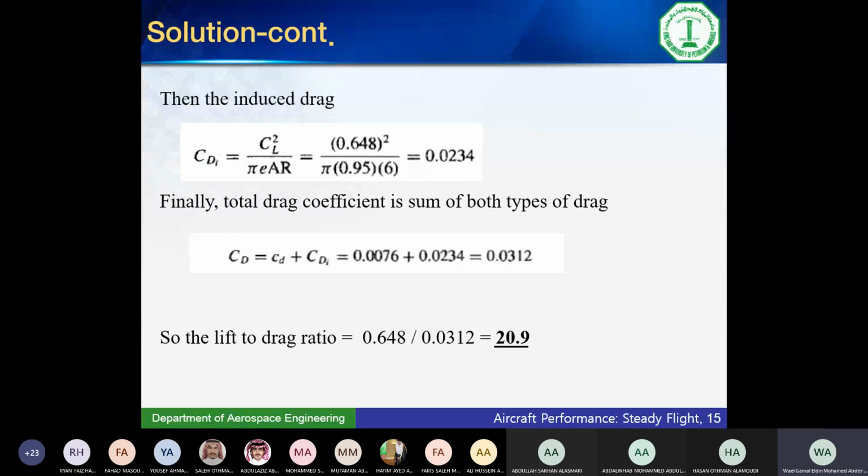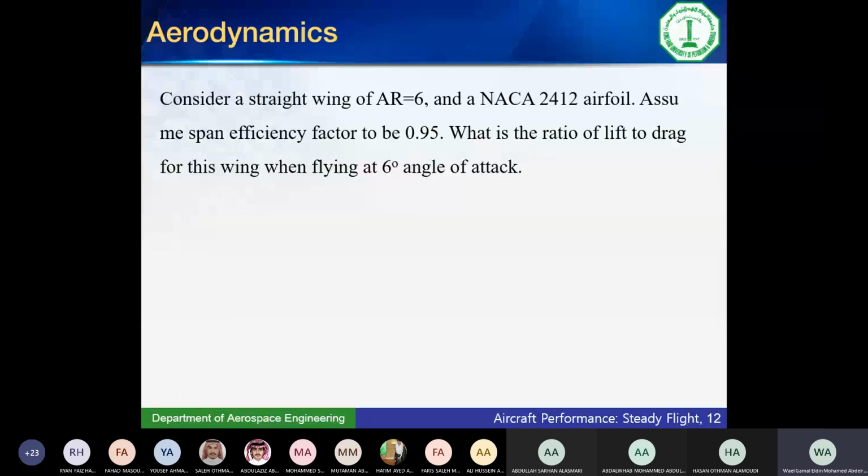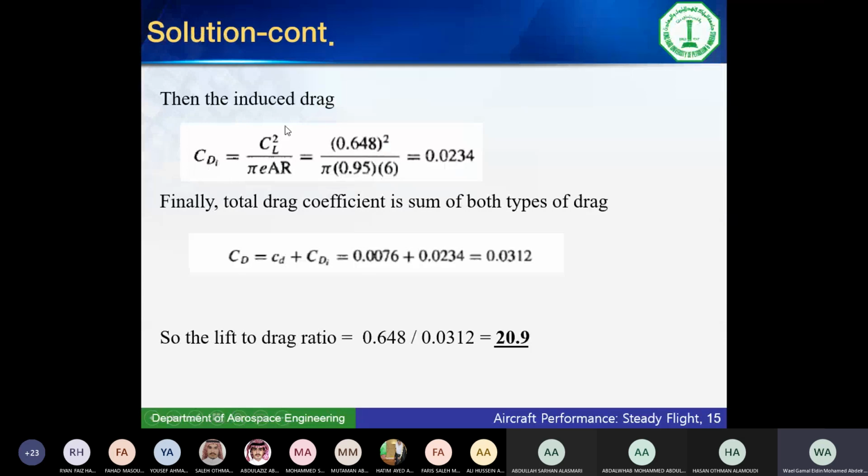Then I need to calculate the part that's induced drag, the one that's due to lift. The induced drag term, and again, I don't have to provide this equation, assume you know this one, because that's the equation of the drag polar, CL square over pi e aspect ratio, where e here is the span efficiency factor. How efficient is the span? The longer the span, the higher is the efficiency factor. And efficiency factor is given in the problem to be 0.95. So we have everything in here.